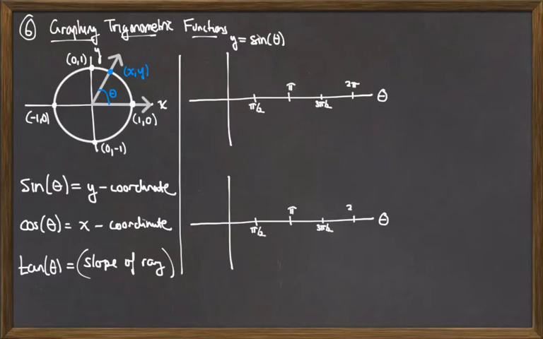At the same time, I'm also going to do cosine of theta as well. So I've just drawn the same coordinate axis, but what we're going to plot here is the response of the x-coordinate as we go around the unit circle.